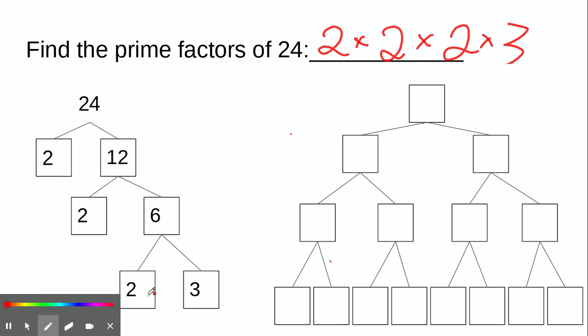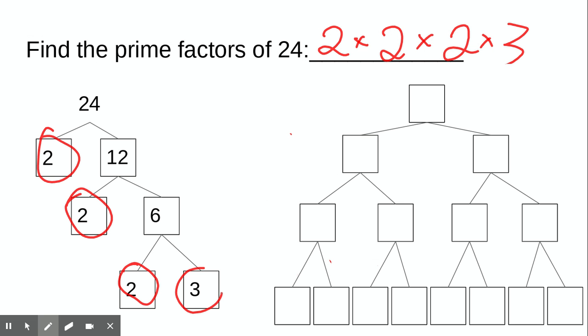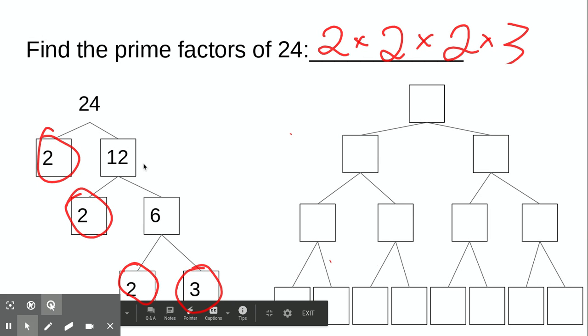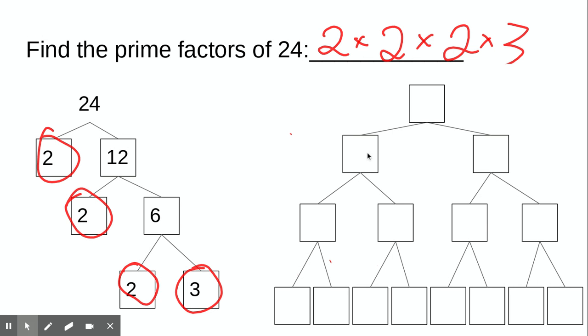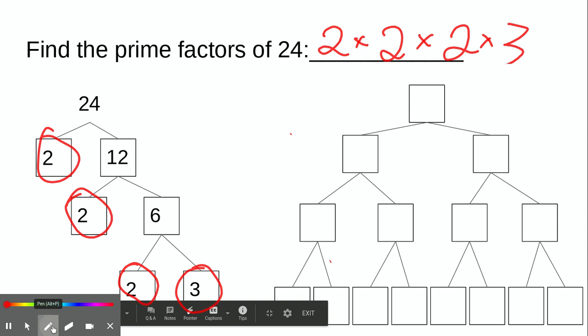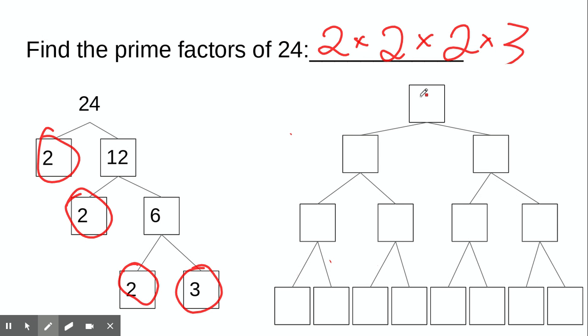And we can have, these should be circled because they were our prime numbers. So what we have here on the left is exactly what we just did. And over here to the right is going to be our factor tree template. So we are going to be using this template to factor out every number. So we'll be factoring out 24 still.